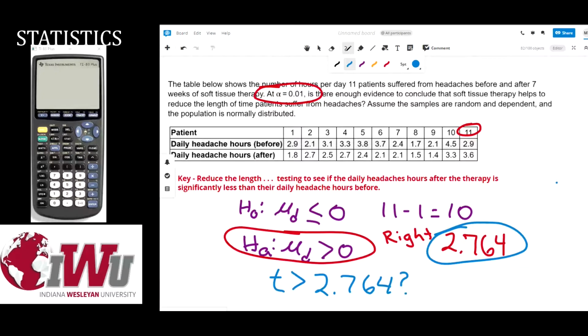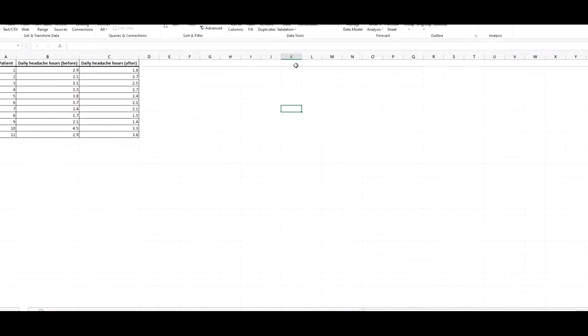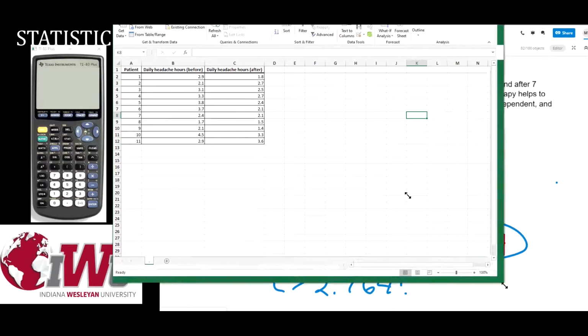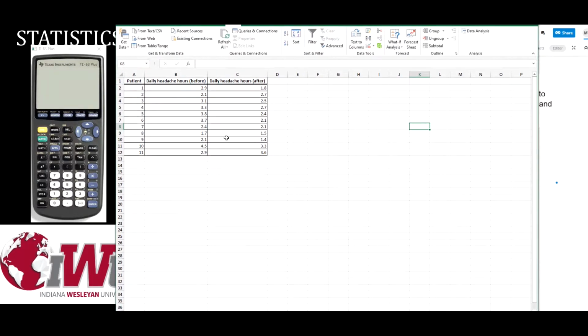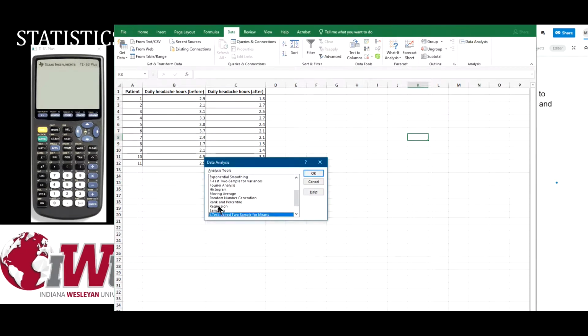For this question, rather than the calculator or doing everything by hand, I would actually try to use Excel. So I'm going to put this data in Excel. Here it is, the data is here in Excel. Let's get that in the window a little better so we can see the buttons that we're going to press. Now, in Excel, we're going to go to the Data tab, Data Analysis. In Data Analysis, we see t-test: Paired Two Sample for Means.